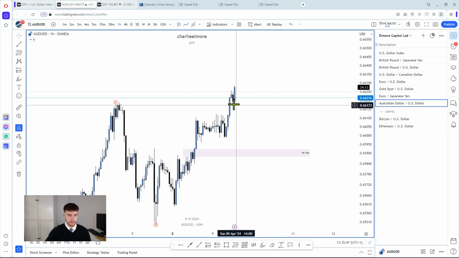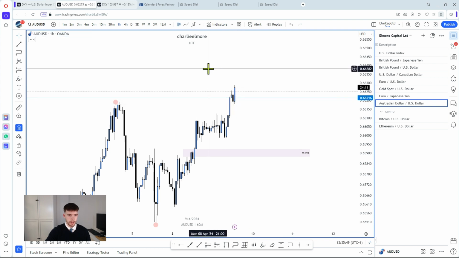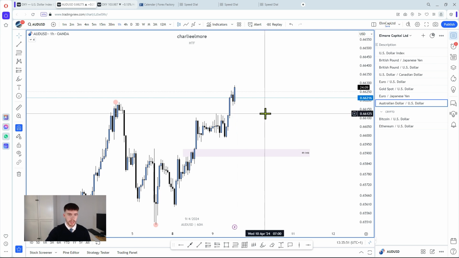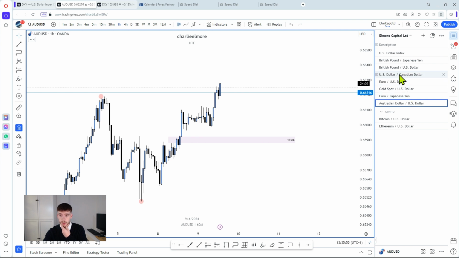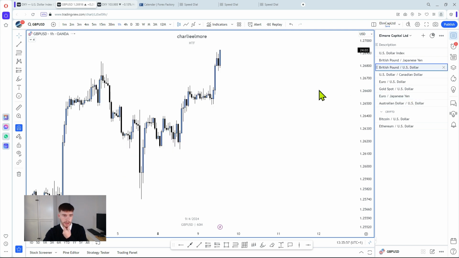And that was the entry. Yeah, that was the entry. Stops are up here, so we're still in the trade. So we'll have to see. Just to go into a little bit more detail on pound dollar as well.